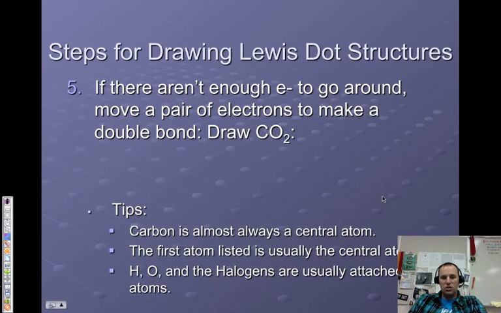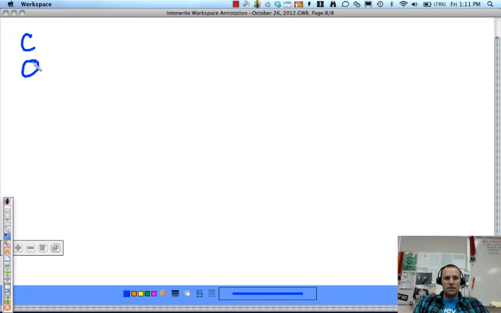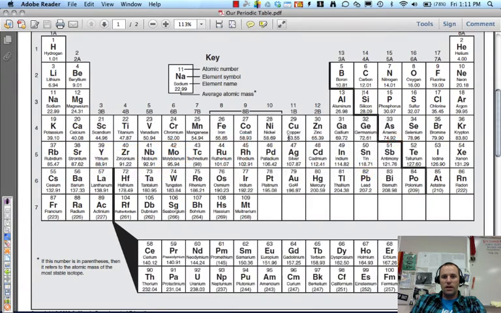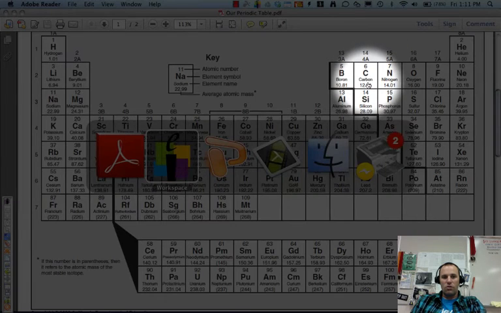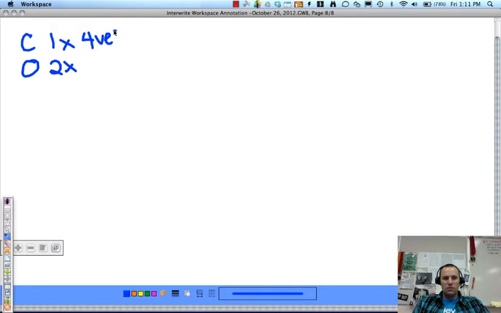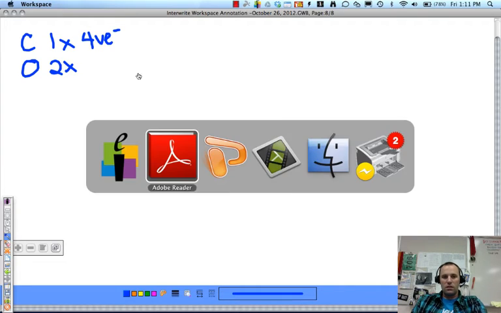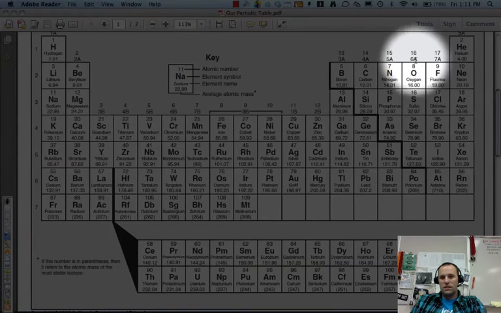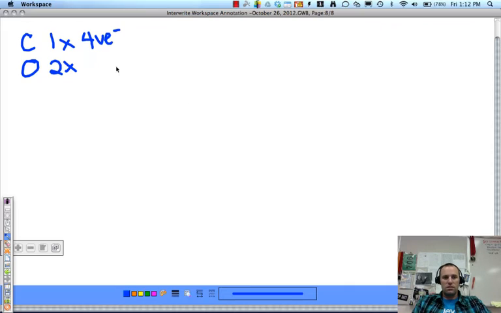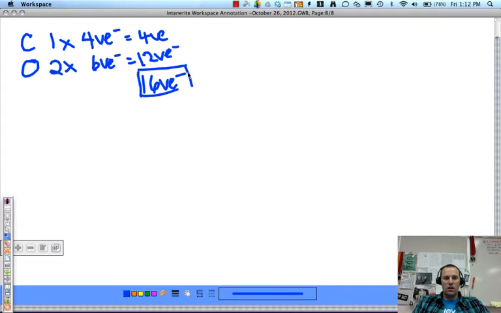So let's draw CO2. Again, we make a list. CO2. We have 1 carbon and 2 oxygens. Each carbon comes to the party with, let's look at the periodic table, column 14, 4 valence electrons. Each oxygen comes to the party with, look at the periodic table, 16, 6 valence electrons. Okay, so this is 4. This is 12, for a total of 16 valence electrons. So, in our diagram, we have to represent 16 valence electrons.